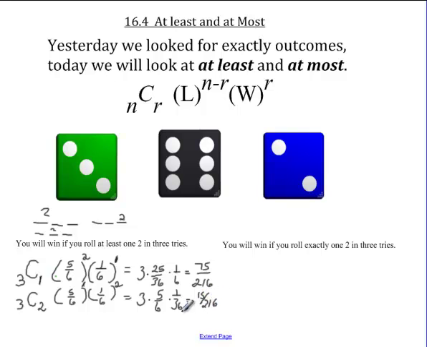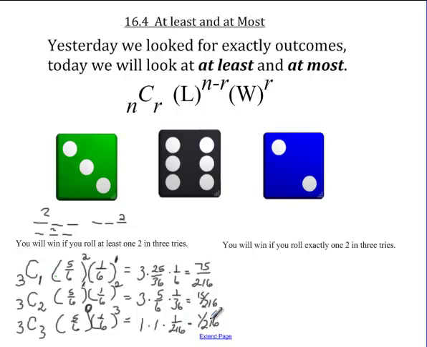And I'm not done yet, because I can win on 3C3, which means my losing probability, my winning probability. I want my 2 to show up on all 3 rolls, and I want no rolls to have a number other than 2. 3C3 is 1. Anything raised to the 0 power is 1. 1 6 to the third power is 1 over 216.